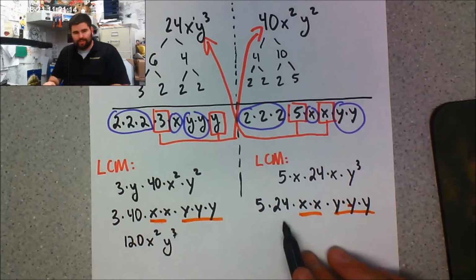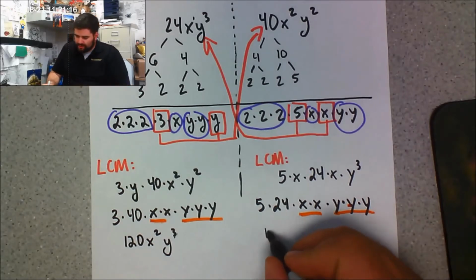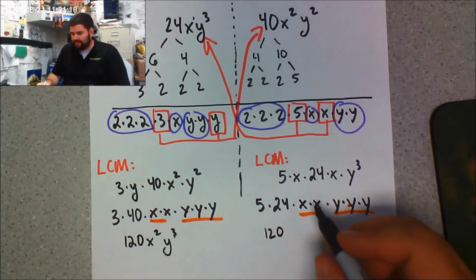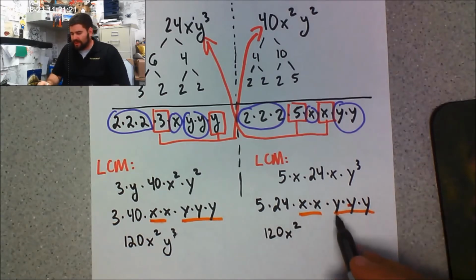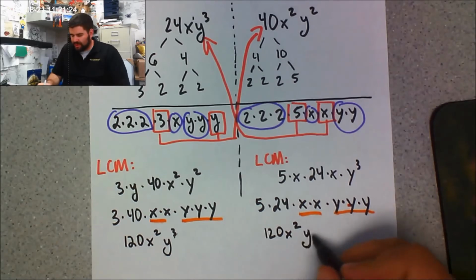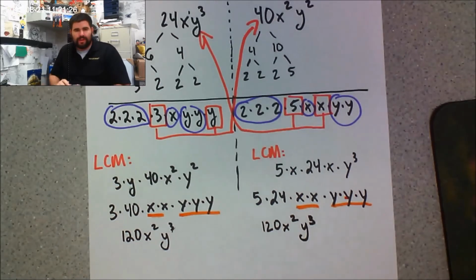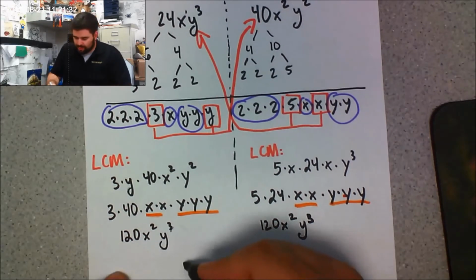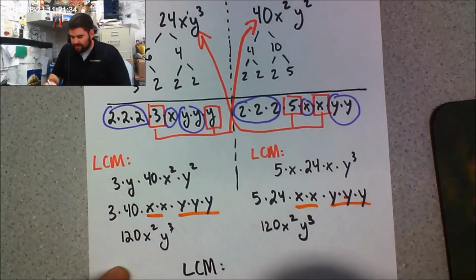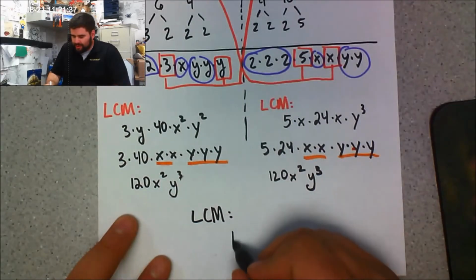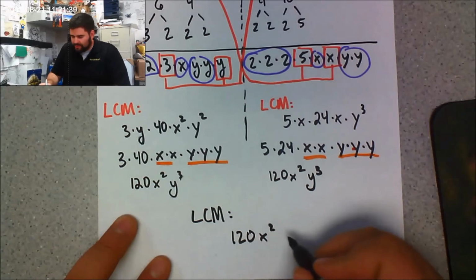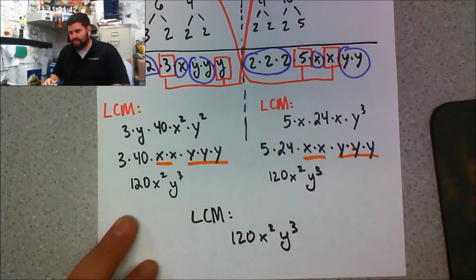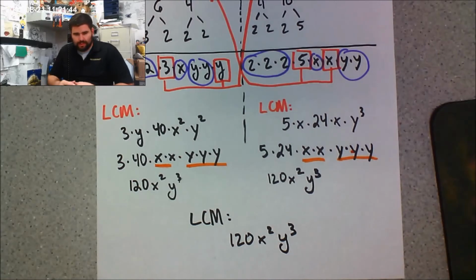If I multiply 5 times 24, I will get 120. I have x times x, which is x squared, and I have y times y times y, which is y cubed. And that tells me that I have 2 matching expressions. So if these match, the least common multiple is going to be 120 x squared y cubed. So this has been algebraic expressions, finding the least common multiple.